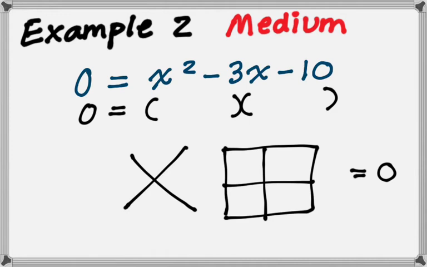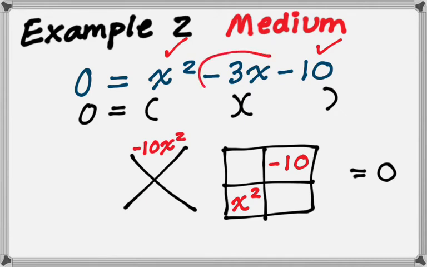Okay, let's see. So the x squared always goes on the bottom corner, and the number by itself goes on the top. If I multiply that first and last term, x squared times negative 10x, I put that in the bottom of my x, and in the top, and the bottom gets this missing term right here, the negative 3x. Negative 3x goes in the bottom.